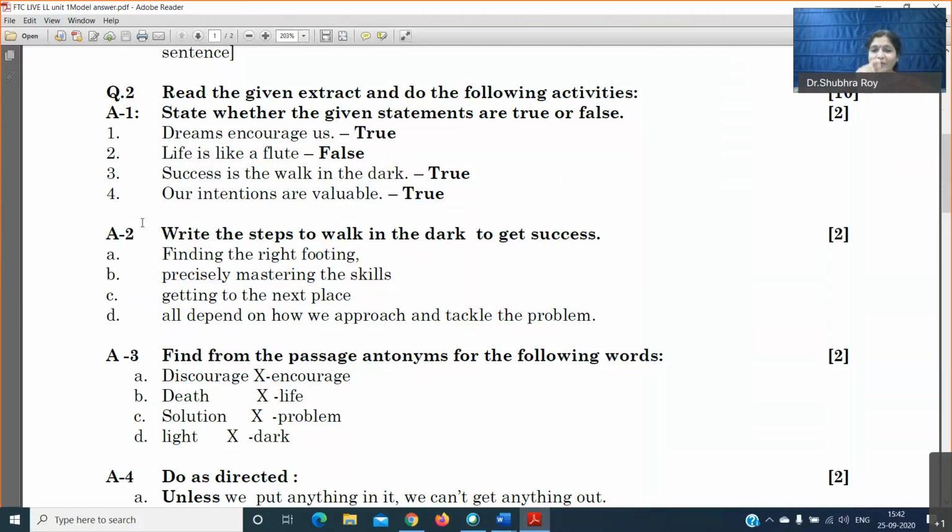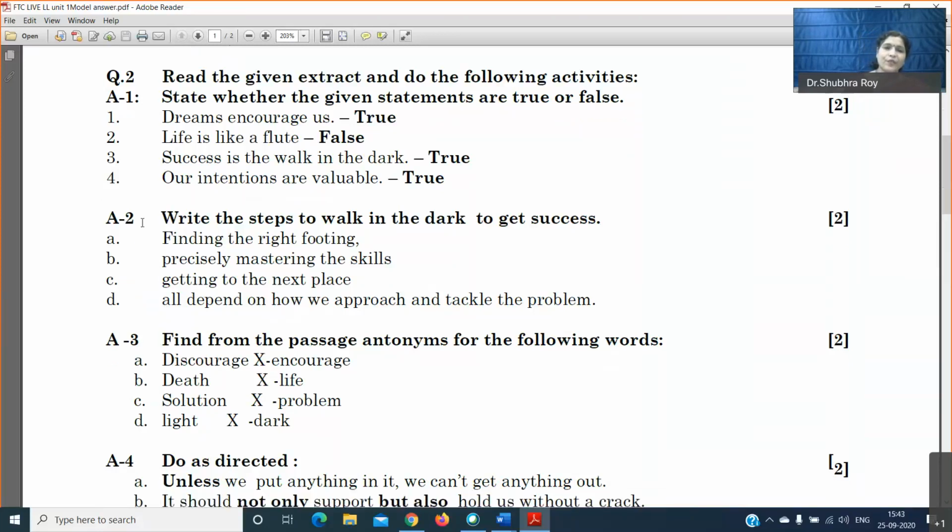So here you have to be very careful that you write the words first, put the cross sign to show that you're writing antonyms, and then you write the answer. So discourage is encourage, death is life, solution problem, light dark. So this is how you have to continue with writing your antonyms. Okay. This is the vocabulary based question. In this question, you can get similar meaning questions. You can get questions based on activities based on antonyms, activities based on match the pairs, activities based on find the phrases, etc. etc. Okay.